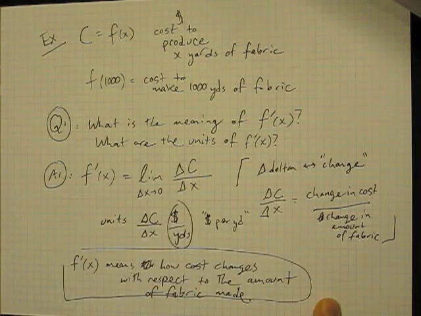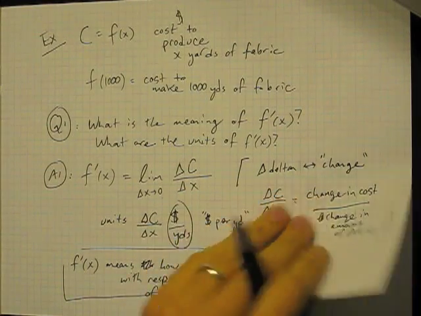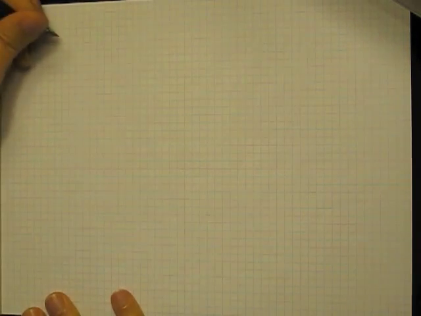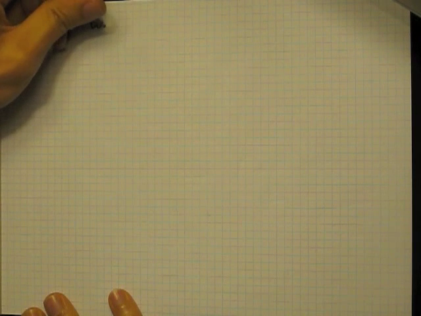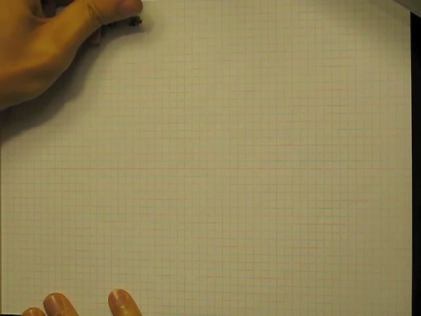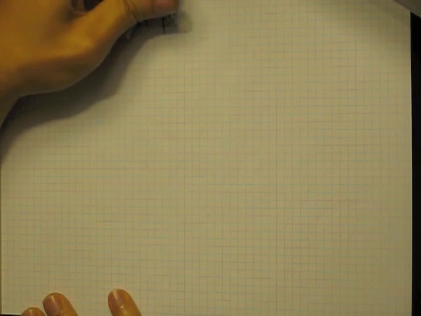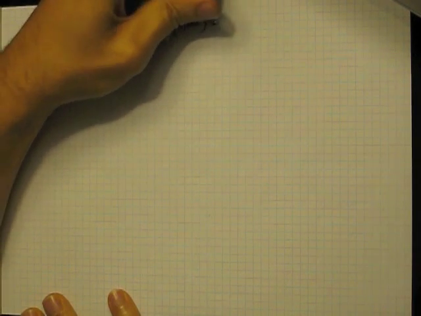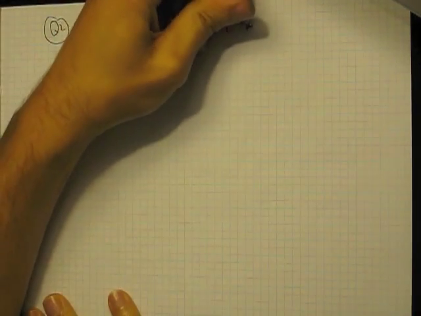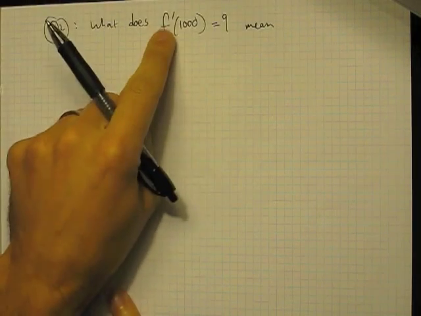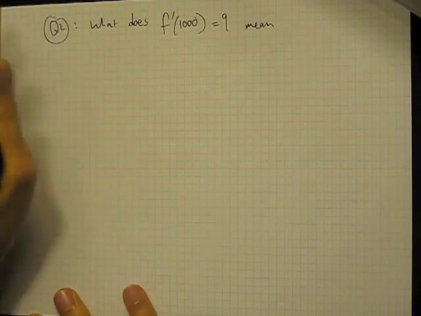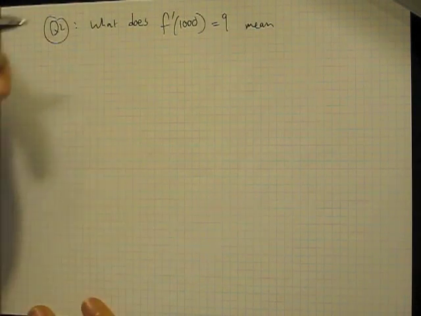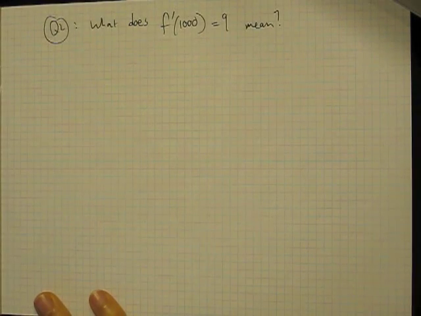What is the meaning of f prime? But let's ask another question that gets at a little bit more concrete version of that answer. So question 2 is, what does f prime of 1,000 equals 9 mean? By the way, I just said f prime. That's typically how we would say it. So say it with me: 1, 2, 3, f prime. Okay, good.